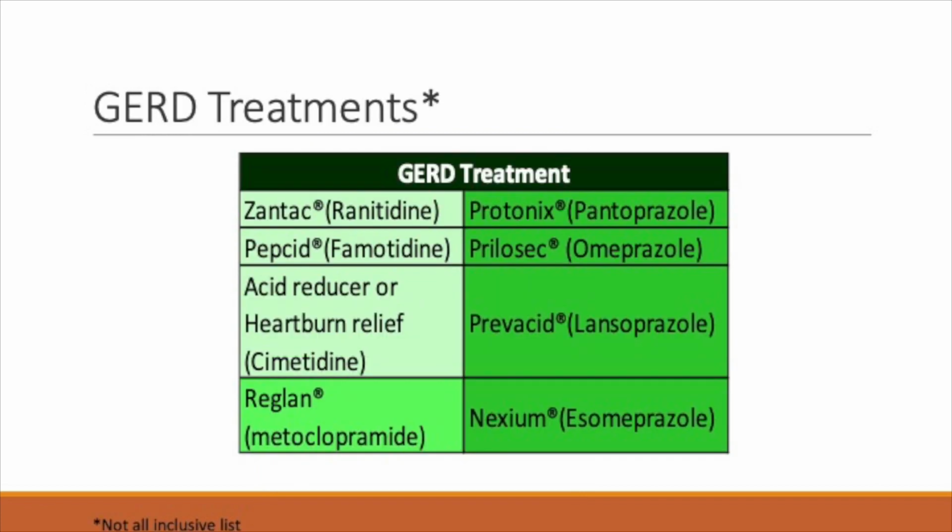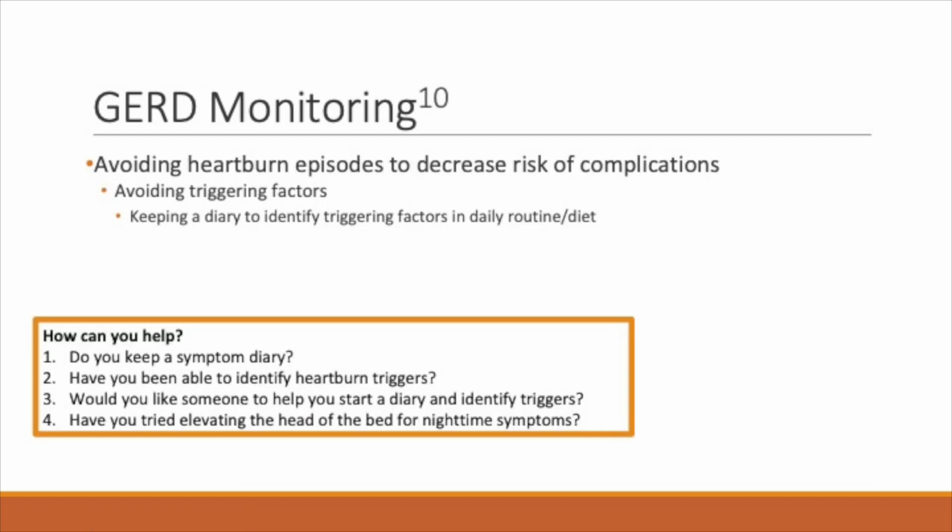Some GERD treatments. So you can find a lot of these products over the counter except Reglan. A lot of patients can still have a prescription for these products and have insurance cover the majority of the cost for this medication, especially if they use this every day. Omeprazole and ranitidine are very common. The ones that end in prazole are what we call the PPIs, or the proton pump inhibitors. And the ones ending in tidine are histamine 2 receptor antagonists, basically another drug class.